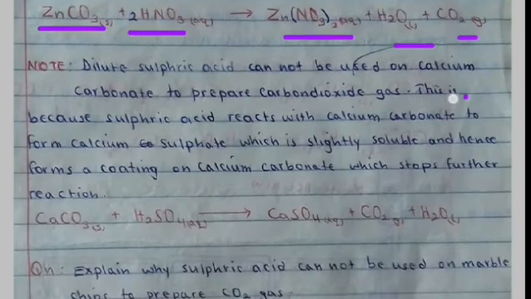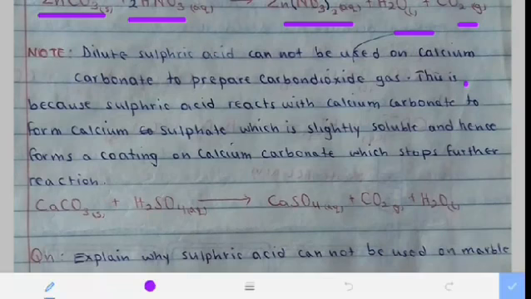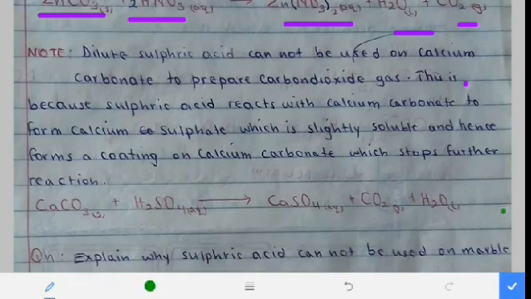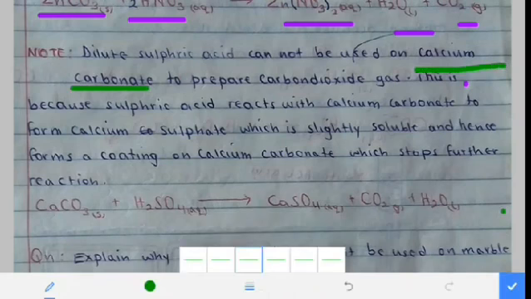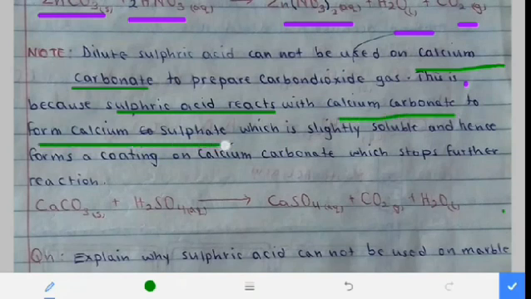Now from there we have a note that dilute sulfuric acid cannot be used on calcium carbonate to prepare carbon dioxide gas. So here there is an exception, that dilute sulfuric acid cannot be used on calcium carbonate. These are the ones which we call marble chips. So it cannot be used on them to prepare carbon dioxide gas. And the reason is because sulfuric acid reacts with calcium carbonate to form calcium sulfate. And this calcium sulfate is slightly soluble and hence forms a coating on calcium carbonate, which stops further reaction.